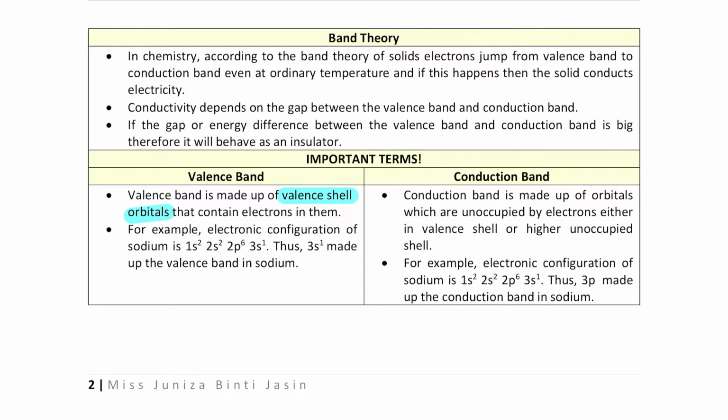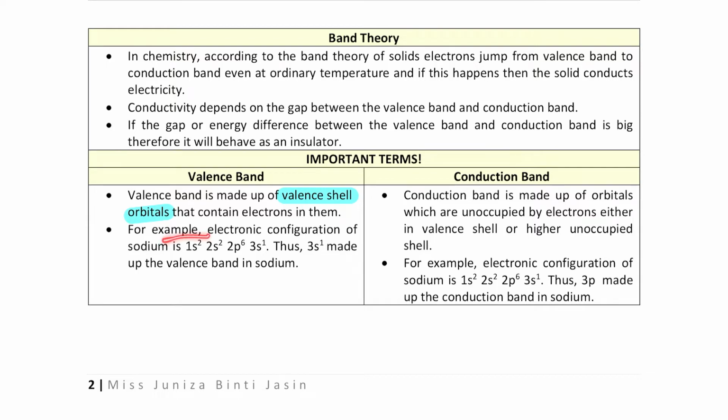For band theory, the first thing that you need to understand adalah dia punya term. You need to be able to understand apa beza antara valence band dengan conduction band. Lepas tu baru boleh fahamkan band theory. So let us start with valence band. Valence band is made up of valence shell orbital that contains electron in them. So maksudnya valence band ni diperbuat pada apa? Valence band ni is made up of valence orbital. Senang fikir yang tu valence orbital.